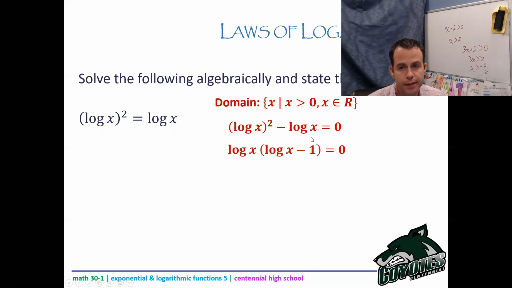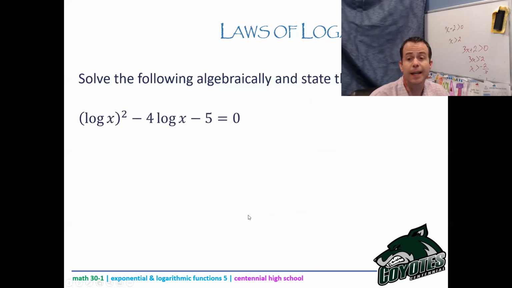Now this is the zero product principle. I've got log x and I've got log x minus 1. So either log x equals 0, and if that's the case, remember my base here is 10, so x will equal 10 to the 0, which is 1. Or I take this one and say, okay, log x equals 1. Switching to exponential form, that would be x equals 10 to the 1, which would be 10. Both of those are allowed within my domain, so this one has 2 solutions.